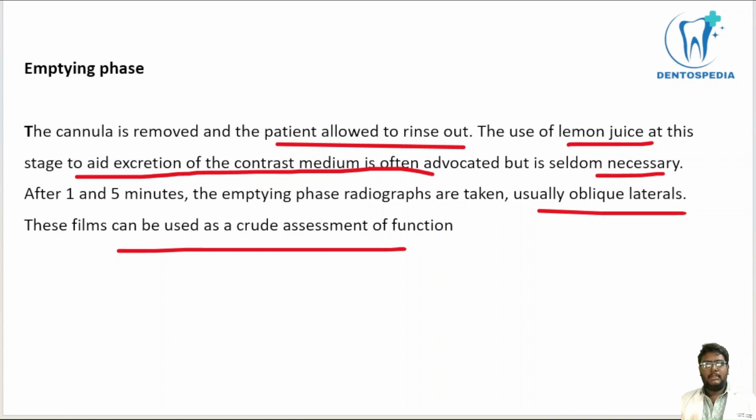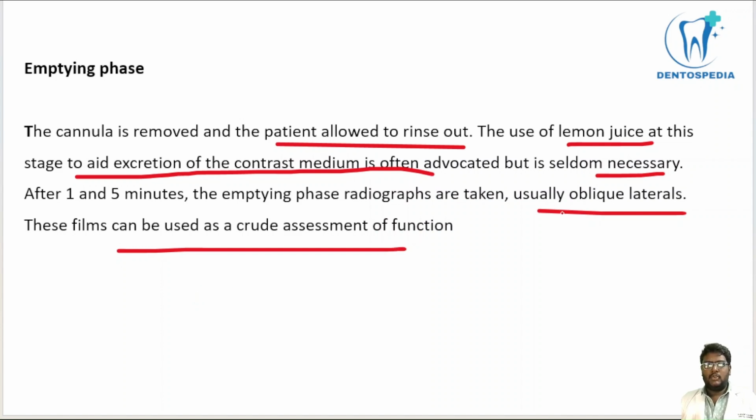So in this phase, we are emptying the salivary gland. Okay, we have to remove the contrast medium, right? We can't leave it like that. Usually the contrast medium will be ejected out with the help of salivation, excessive salivation. Sometimes in a few cases salivation might not occur. In those cases we can use lemon juice as a trigger. Okay, and after the emptying phase, we go for radiographs.